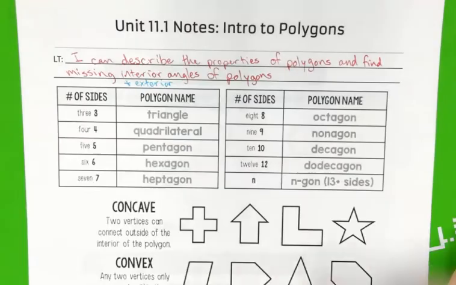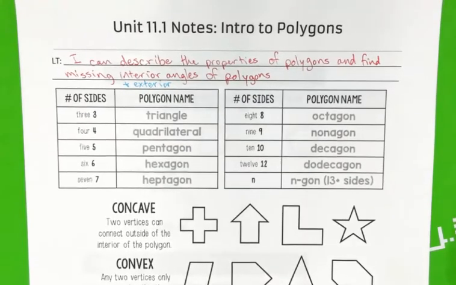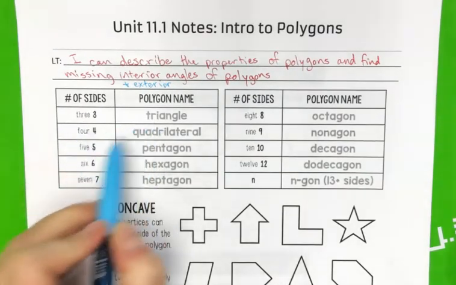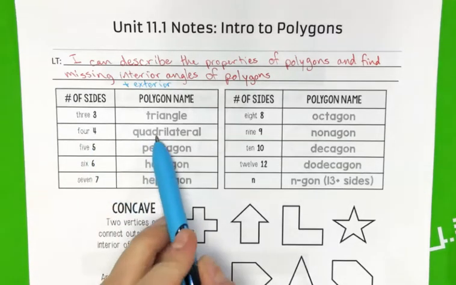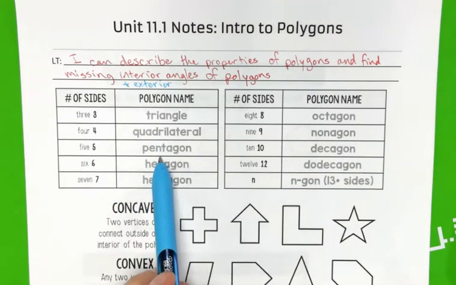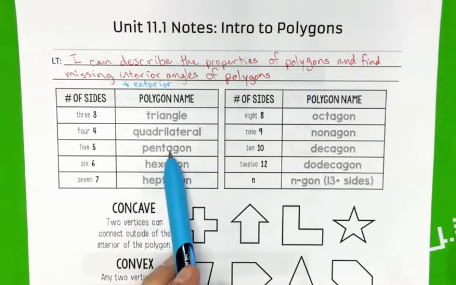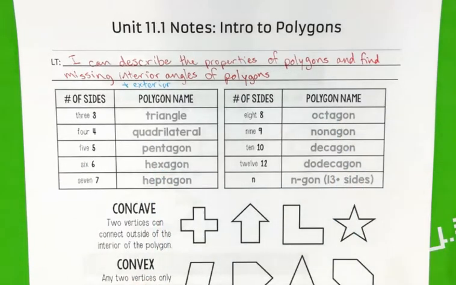So lucky you, these are already all written down for you, and it's just simply like a three-sided shape is a triangle, four-sided is a quadrilateral, which we just did an entire unit on, so hopefully you remember that word. And then it goes all the way through, but you can read, so I will let you read that.